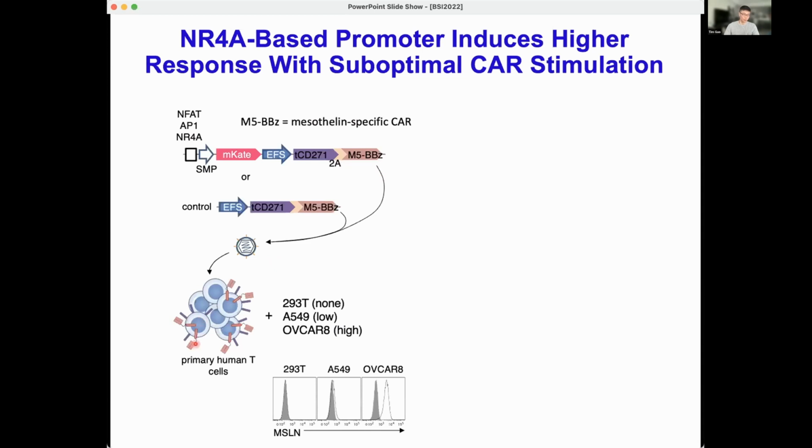We transduce them into primary T cells again, and here we co-culture with target cells that express various levels of the antigen. 293T is a negative control, and a lung and ovarian cancer cell line that express low or high levels of mesothelin, as shown below.